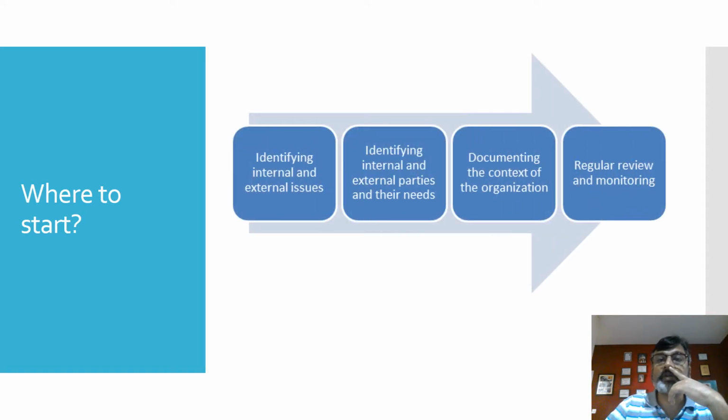Once the scope of the QMS is defined, together with exclusions, and processes and their relations are identified, the following four steps need to be taken. First is identifying internal and external issues, then identifying internal and external parties and their needs, and documenting the context of the organization. So this is nothing but overall the context. Once you have collected all the information, you will create the documentation of the context, and then you will do regular review and monitoring.